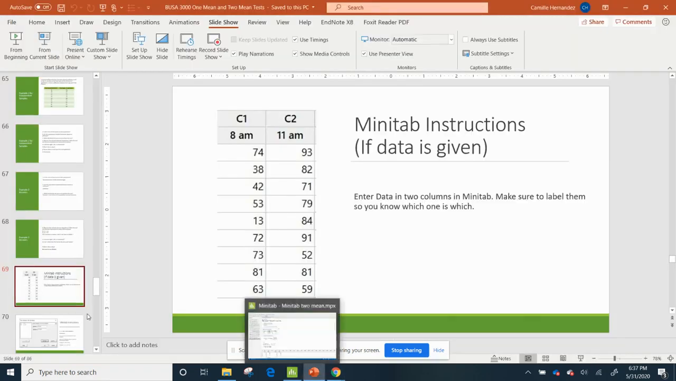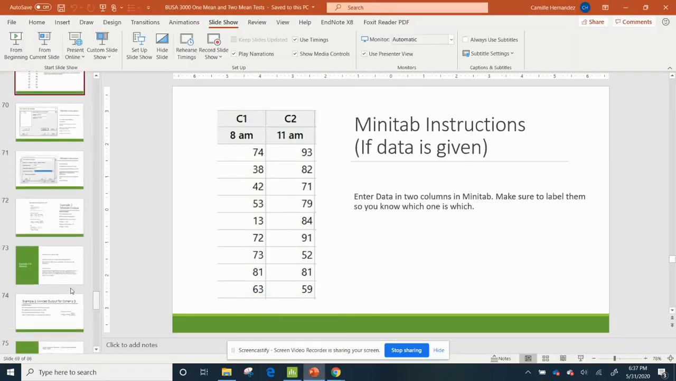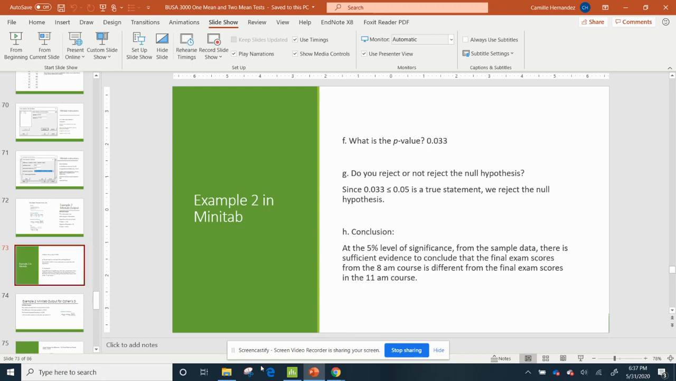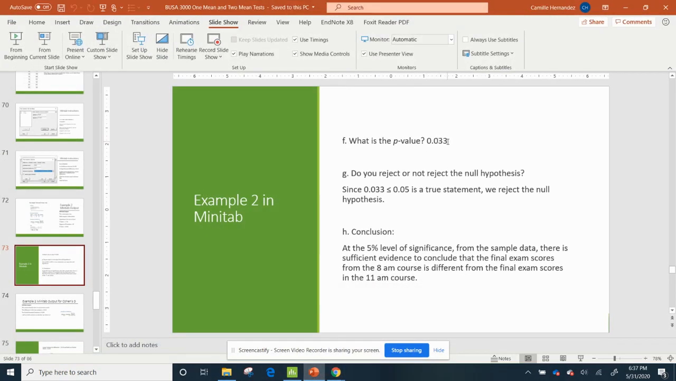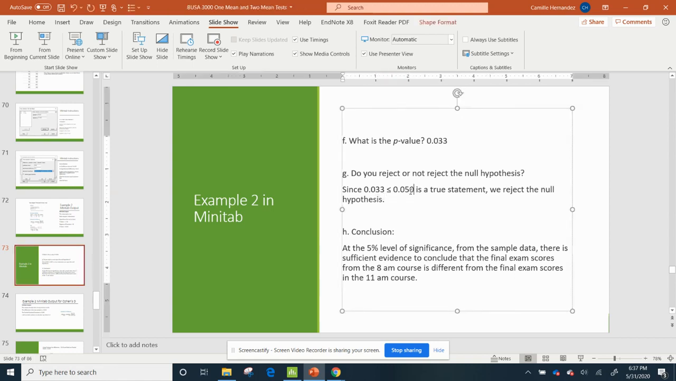Okay, so let's go back to my slide. So I've got everything I need. So what was my p-value? All right, so if I go back, yep, p-value was 0.033. So since 0.033 is less than or equal to 0.05, and that is a true statement because 0.033 is less than 0.050. And again, I put that 0 so I can compare 33 to 50, and I know 33 is less than 50. So I reject my null hypothesis.